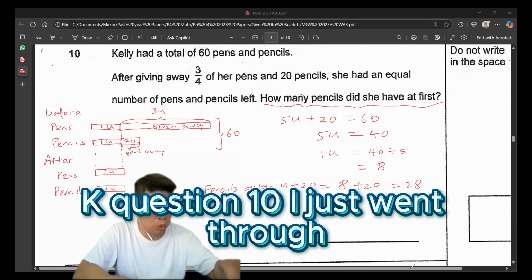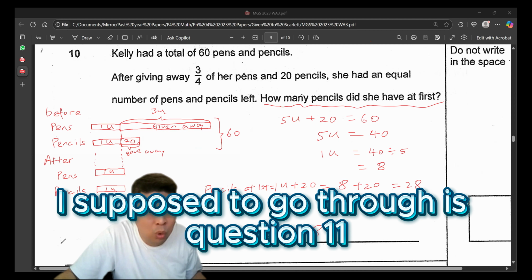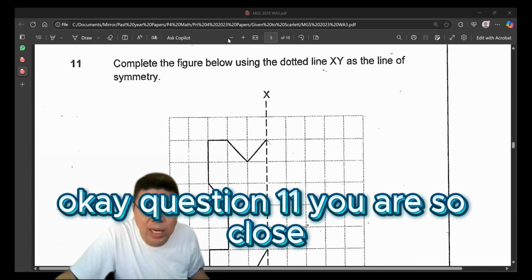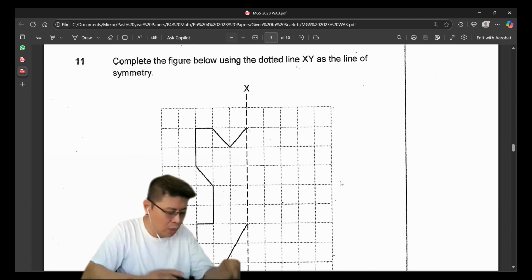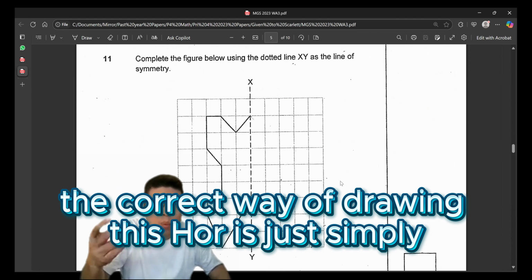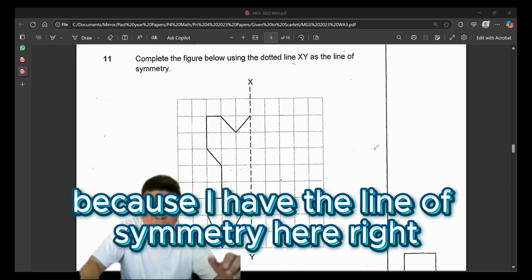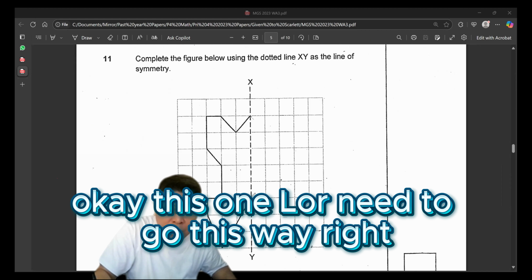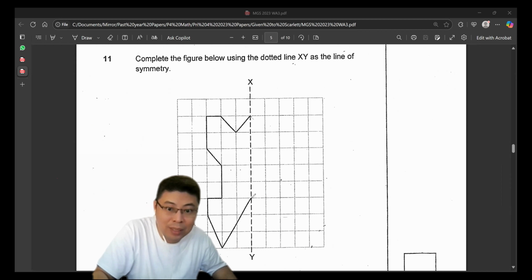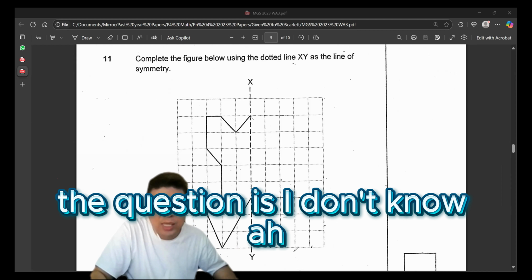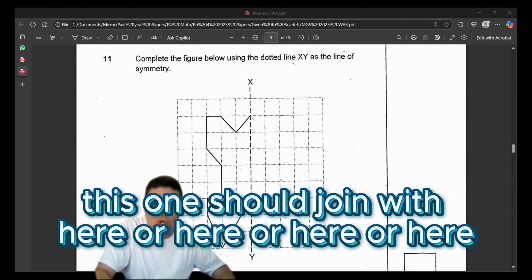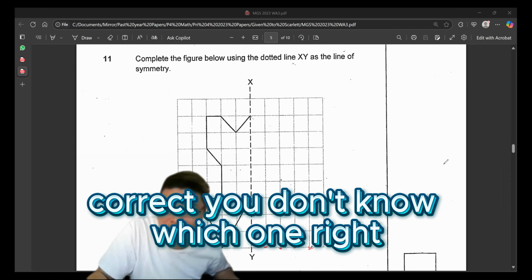Okay, question 10 I just went through. The next question I'm supposed to go through is question 11. Okay, question 11, you're so close. The correct way of drawing this is simply, because I have the line of symmetry here, right? This one needs to go this way, right? The question is, I don't know whether this one should join with here or here or here. You don't know which one, right?